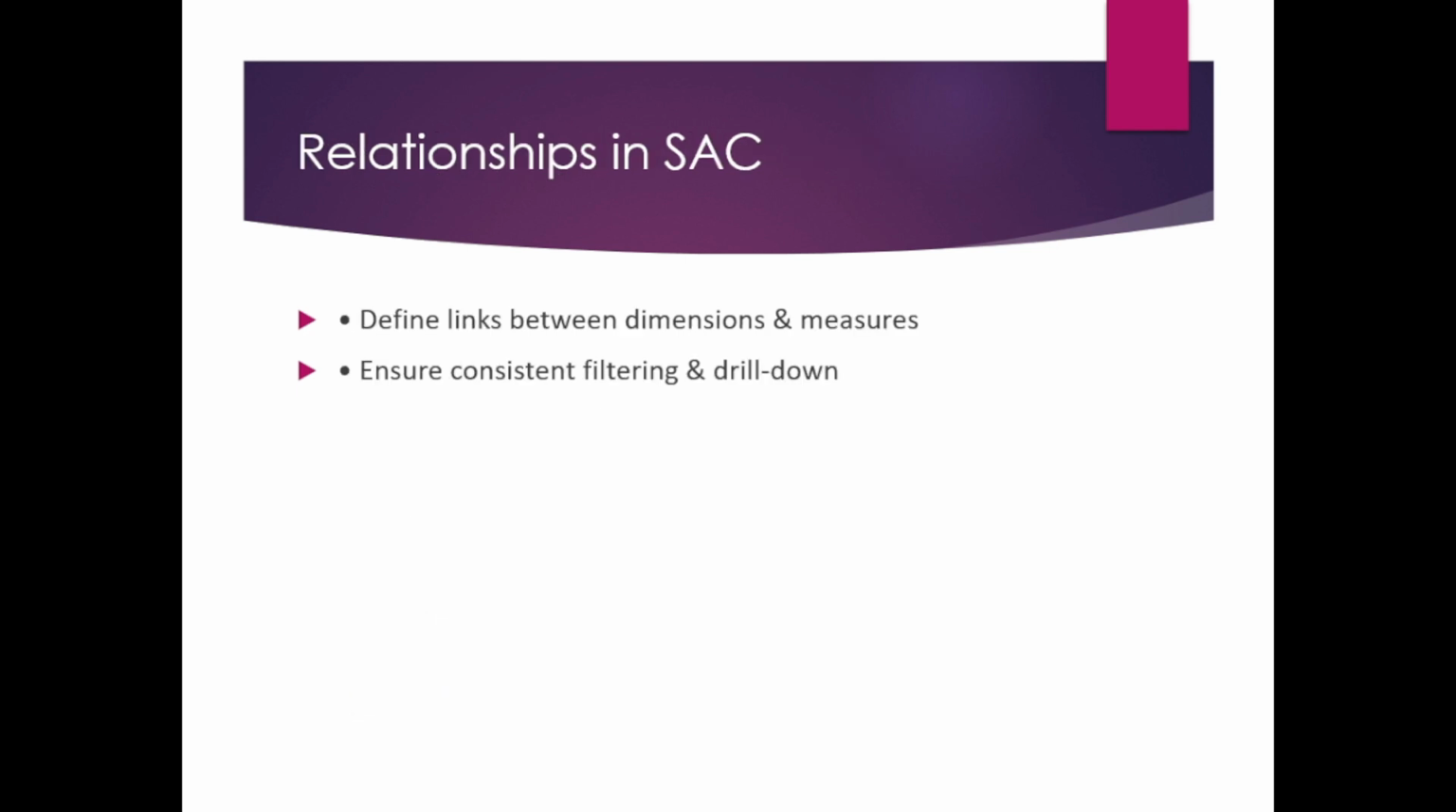The next thing is relationship. We have discussed hierarchy, and the next thing in terms of SAP Analytics Cloud is the relationship. In defining a relationship, we define links between dimension and measure, and we ensure consistent filtering and drill down. Like master detail information, we link the dimension, we link the model, and ensure consistent filtering and drill down.